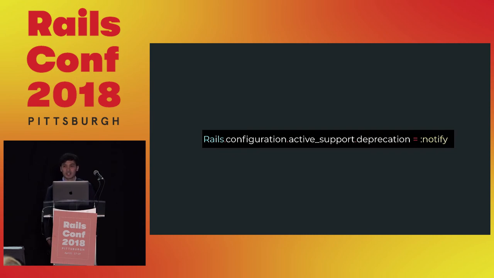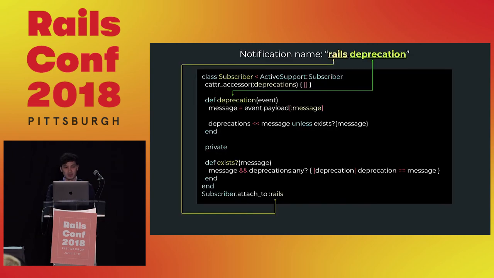Instead of setting the configuration to log, set it to notify, which is the default configuration. Notify will basically send a notification whenever a deprecation gets triggered. And of course, you can subscribe to that notification. In the background, it uses ActiveSupport notifications. So if you have never used that feature, it's quite useful. That's our subscriber. It's very simple. What we do is simply add the deprecation inside an array only if the deprecation does not exist yet for that request. So we want to deduplicate deprecations.